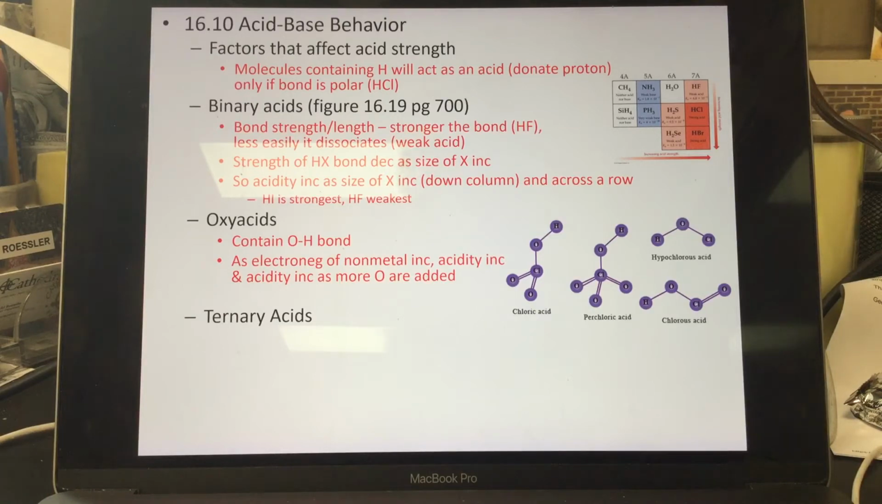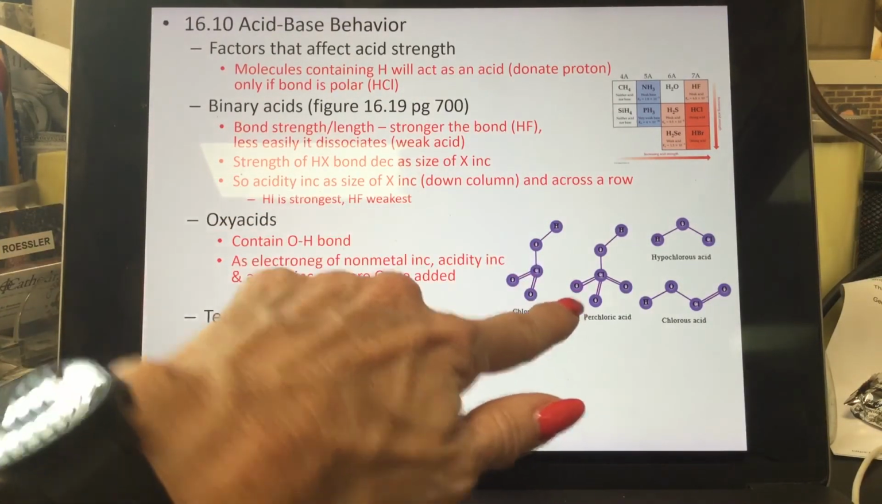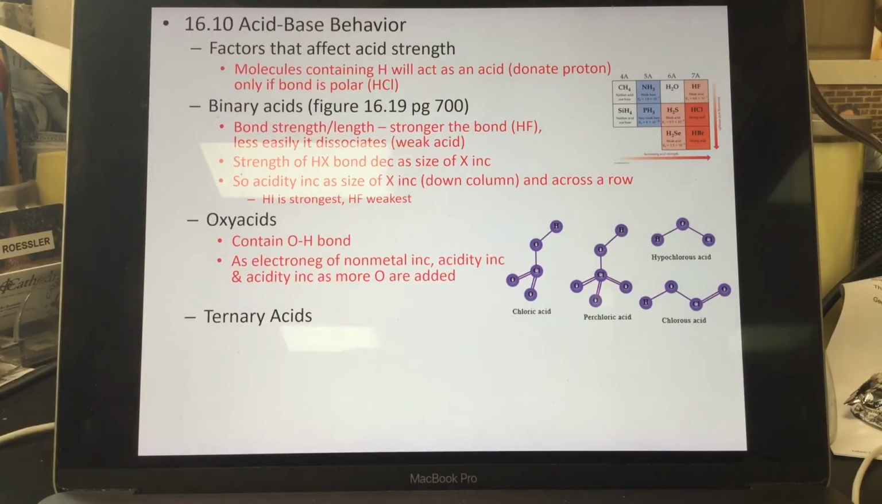But in the case of the oxyacids, as we add more oxygens to the central nonmetal, in this case the chlorine, the acidity increases. And that's why in terms of our 7 strong acids, only chloric and perchloric are considered strong. Chlorous and hypochlorous are considered weak acids because they have fewer oxygens.